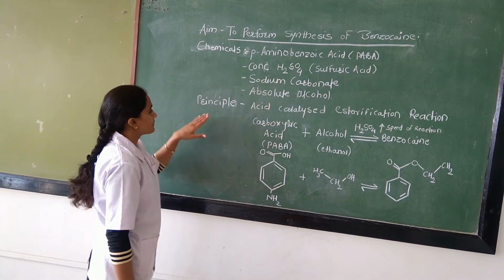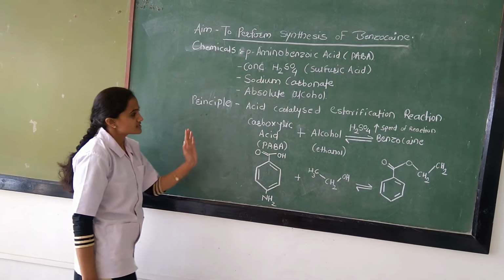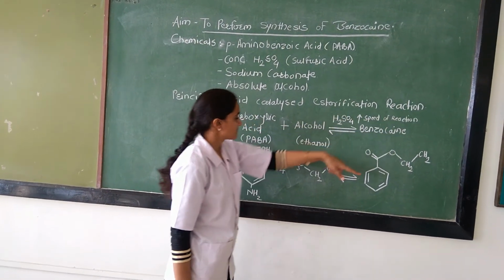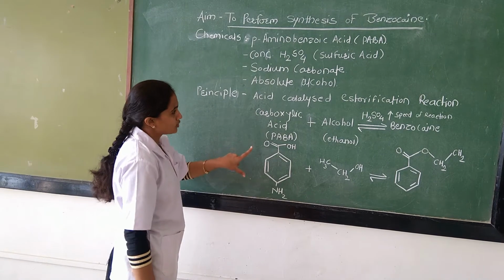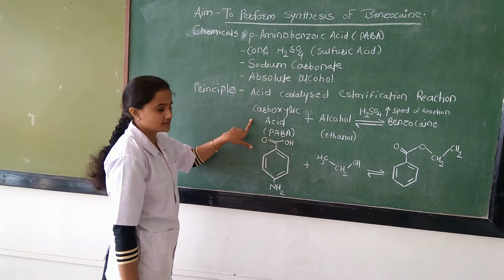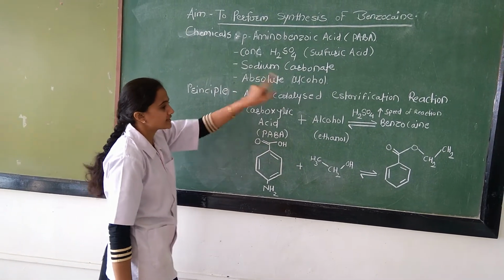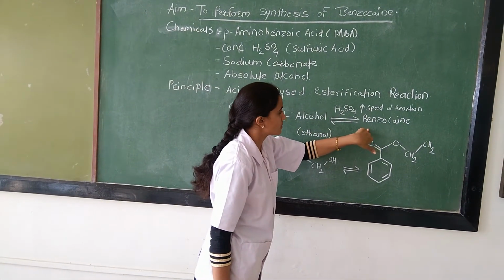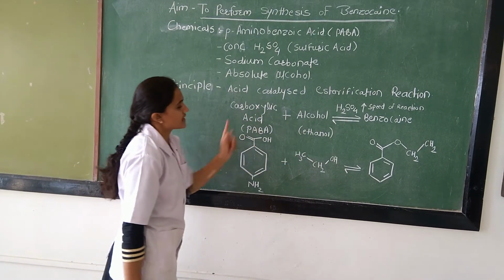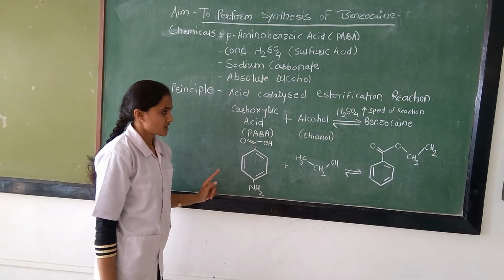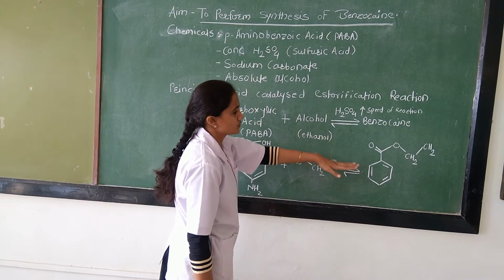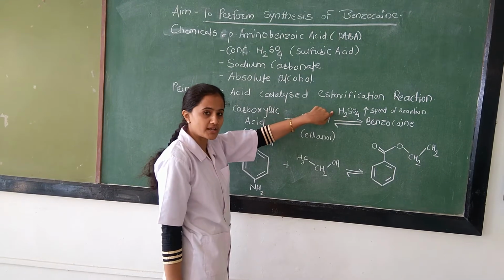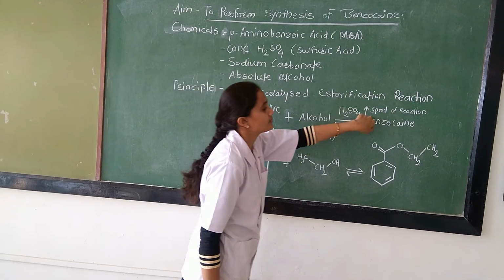So the principle behind this reaction is basically the acid catalyst esterification reaction. In this reaction, para-aminobenzoic acid contains the carboxylic acid group. This carboxylic group reacts with the alcohol and from this we obtain benzocaine. Okay, so this whole reaction is a reversible reaction. This reaction proceeds very slowly. For that purpose, we use the concentrated sulfuric acid, H2SO4, as a catalyst to speed up the reaction.